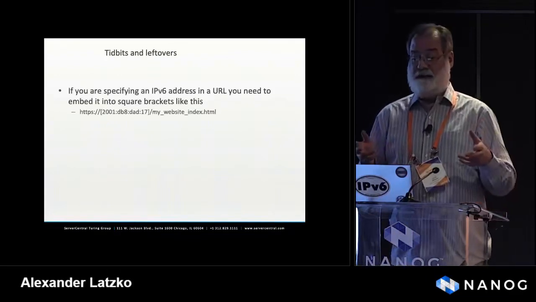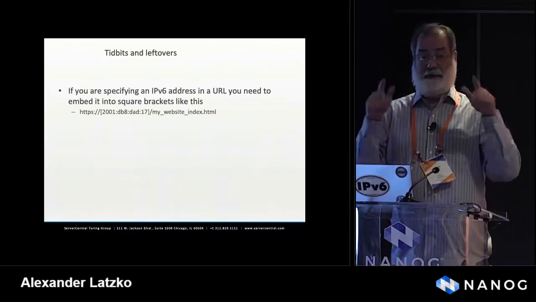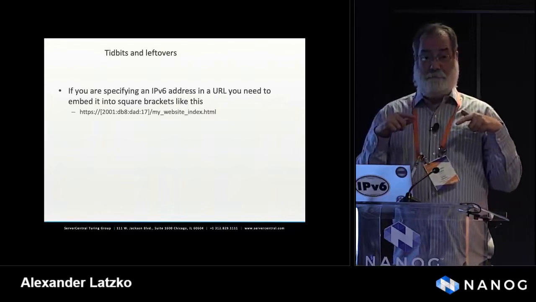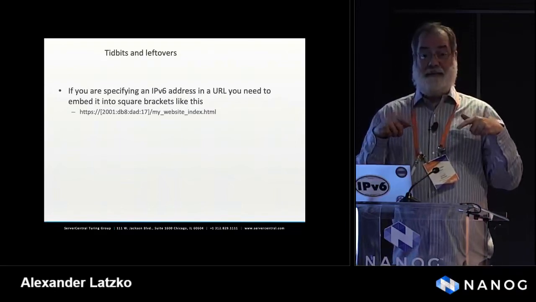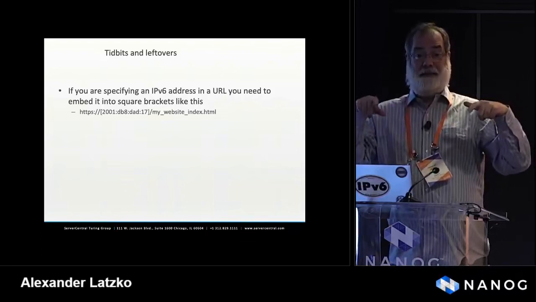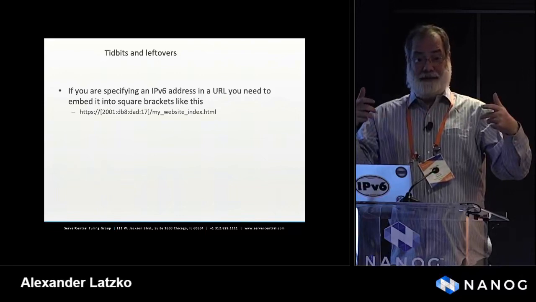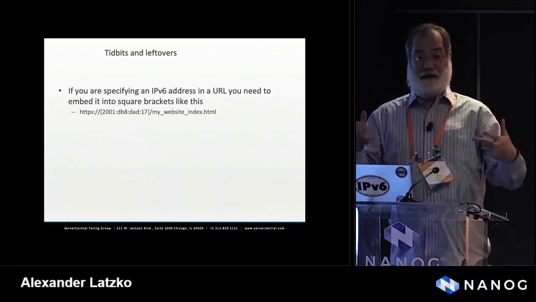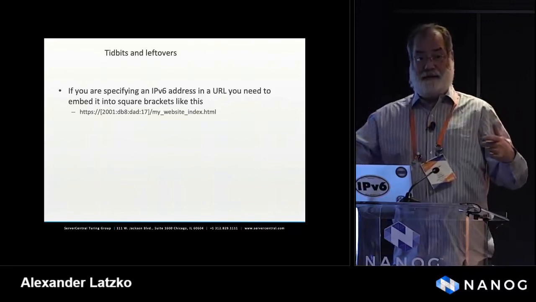If you're embedding a v6 address into a URL, embed it in square brackets. That's going to throw a lot of people the first time they see v6 and they just try to put it in there. That'll be interpreted as a logical address. Embedding it in square brackets does the right thing. Square bracket, colon, port number.